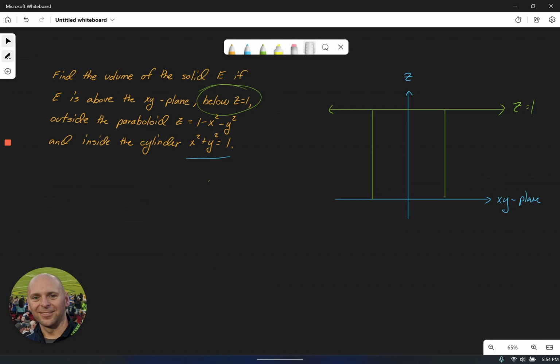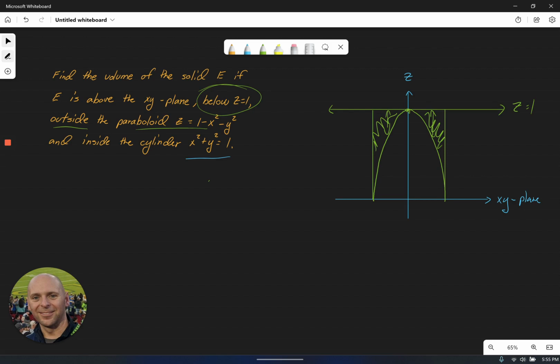And this one's a little bit confusing the way that it's worded, in the sense that they've told us that it's going to be outside the paraboloid here. Now the paraboloid is actually going to sit inside the cylinder and do something kind of like this. So when we say we're outside the paraboloid but inside the cylinder, what we're really saying is that we're bounded vertically between the paraboloid and the plane z equals 1. So this is where our region is going to be. This solid E is going to lie in here.